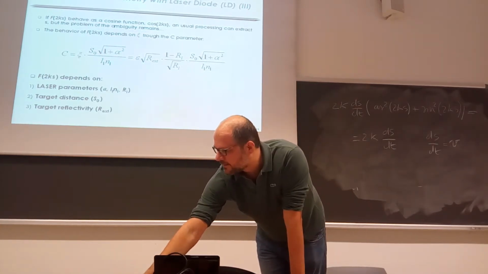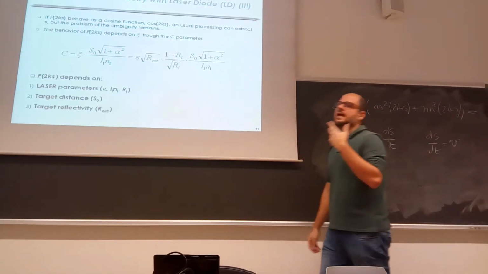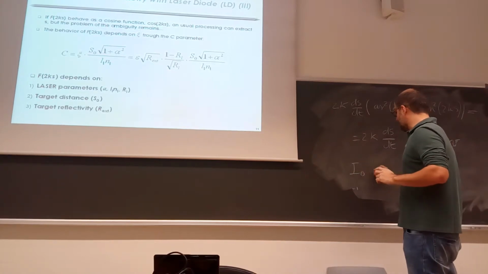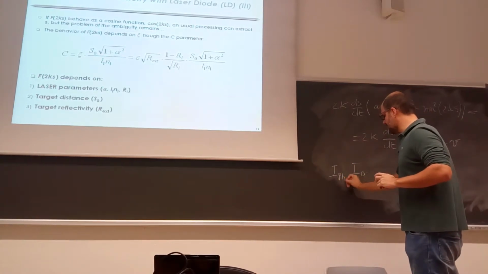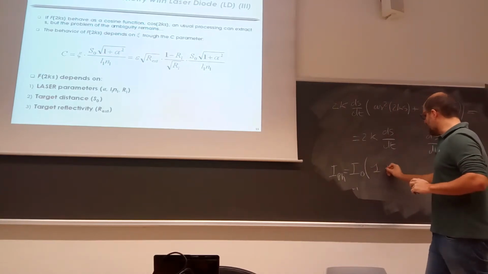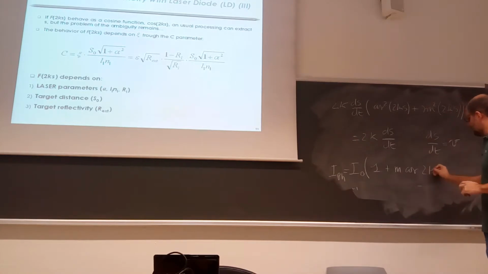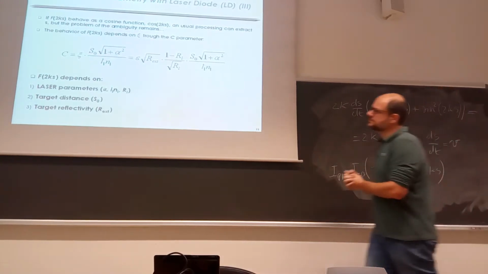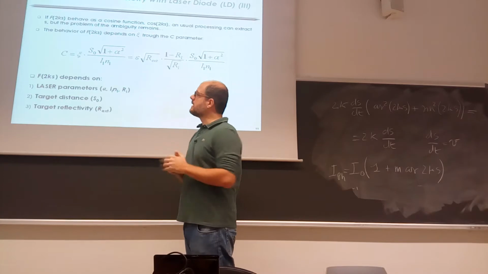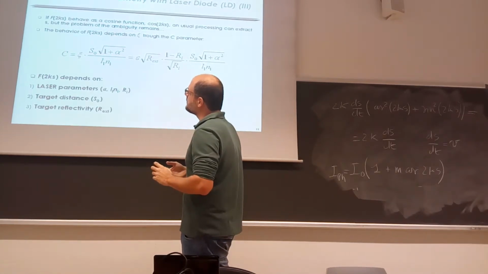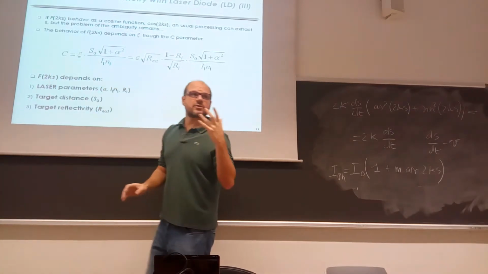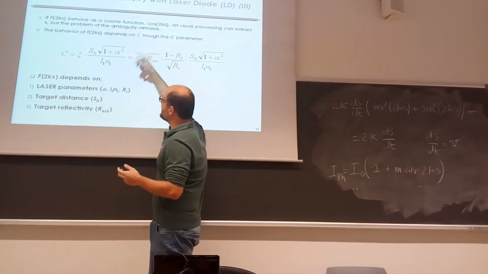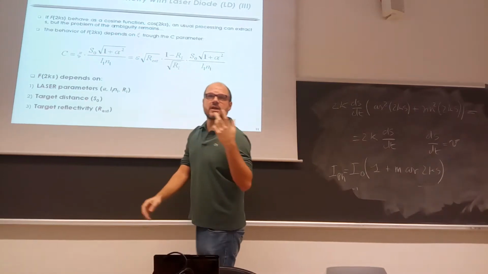In particular, if the function F behaves like a cosine function, you are exactly in the same condition that we have seen before, because the photodetected current is equal to I0 times 1 plus m cosine 2ks. This is exactly what we have already seen. But with a semiconductor laser, something changes, because the shape of this function depends on a particular parameter called the C parameter, which depends again on the back injection parameter.